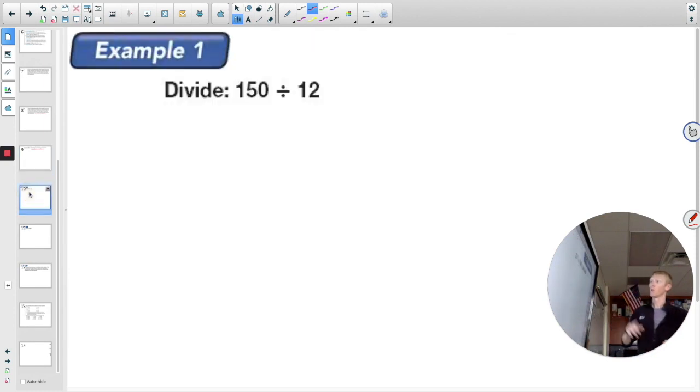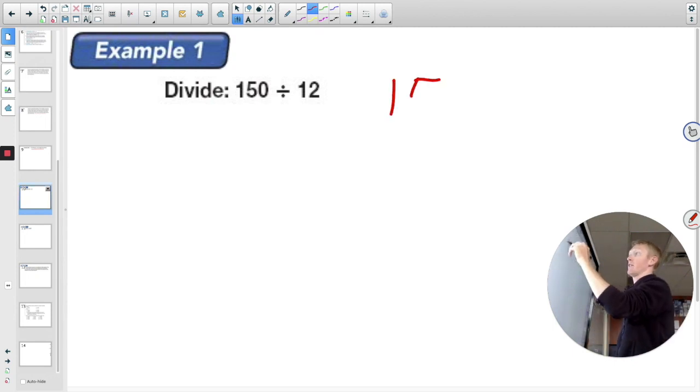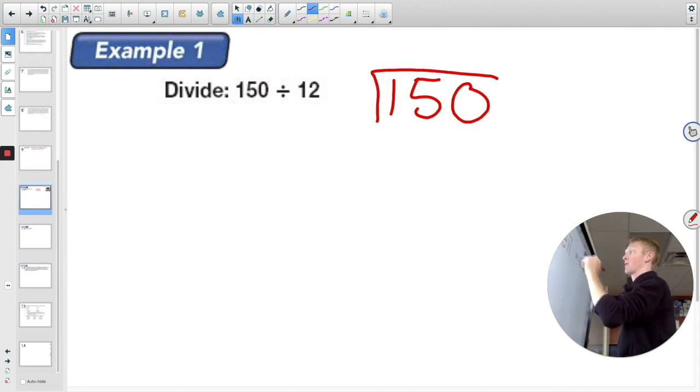We have 150 divided by 12. If you're feeling confident already in this concept, you can pause the video and you can try this example on your own. If you want to see one first, I'll demonstrate that for you right now. So we have 150 divided by 12.